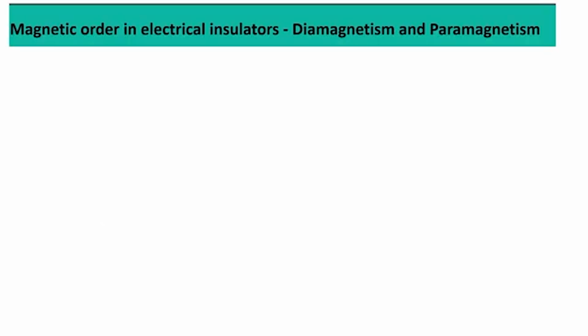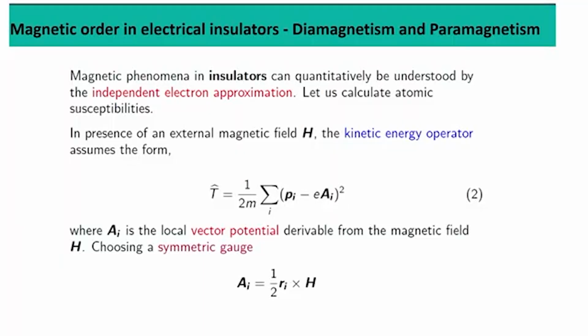So, we start with an elementary treatment of diamagnetism and paramagnetism. These are magnetic orderings present in electrical insulators. Insulators means that they do not have any charge conduction properties. So, they are electrically neutral, and we need to study diamagnetism and paramagnetism in them. They can be largely understood, as I said, by using the independent electron approximation. However, for ferromagnets and antiferromagnets, we have to go beyond that and invoke electron-electron interaction.